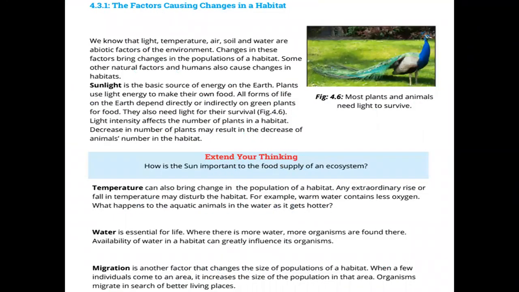In the previous chapter, we have studied lots of things about the ecosystem and the habitat of organisms. We have studied about biotic factors also, like the living organisms, which can affect the habitat and their relationship. Today, we will see some of the abiotic factors which can change the population of any habitat.